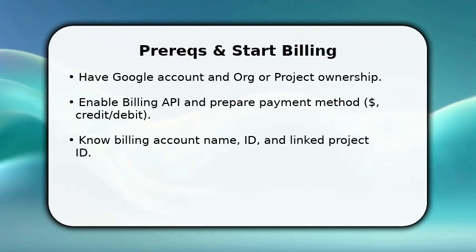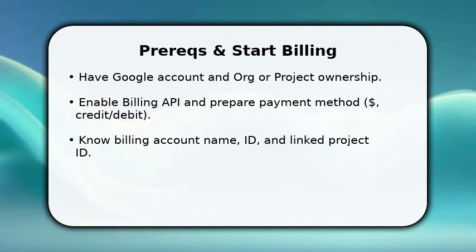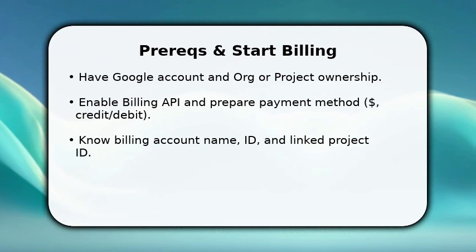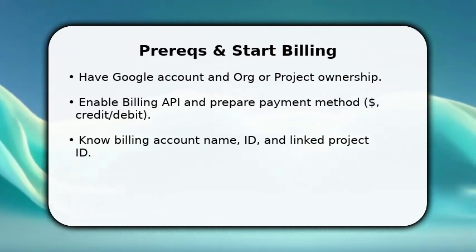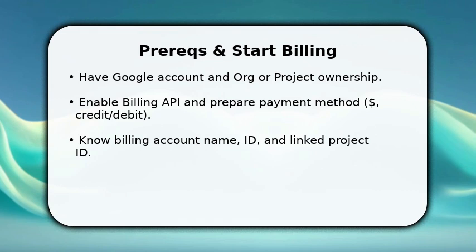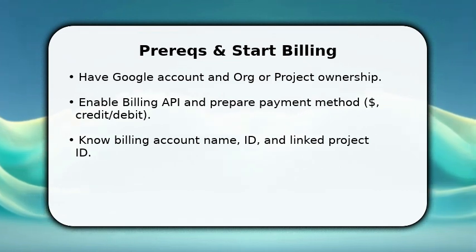Enter the billing account name, business address, and payment details. This establishes who pays and why. Make sure Billing API is enabled in APIs and services. Once done, you can link projects and control costs centrally with the account you just created.